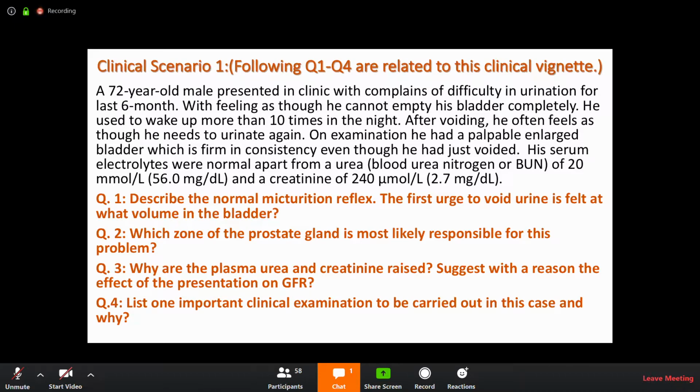And the second part of this question is, at what volume does the first urge to void urine take place? Usually when there is 150 ml of urine in the urinary bladder, we feel the first urge to void urine. And after that, the initiation of this takes place again and again.